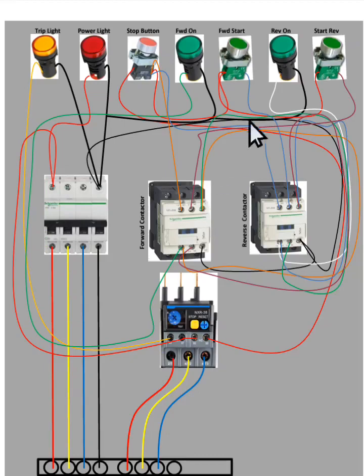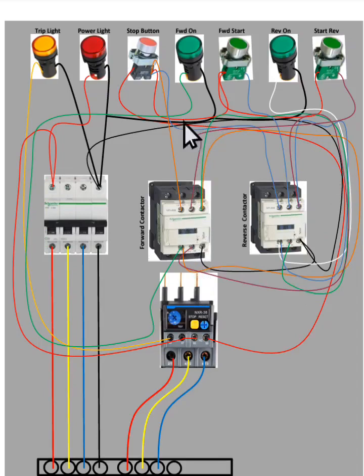The same thing happens to the reverse. When you press the reverse button, it will activate the reverse contactor, but it has to pass through the normally closed contact of the forward contactor. You can see it there. From here, it now goes to the coil of the reverse contactor.